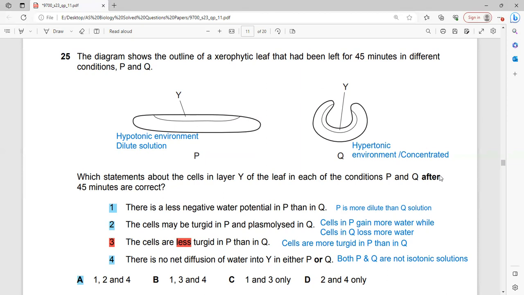There is no net diffusion of water into the cell in either P or Q. Net diffusion means the same amount of water moving from outside to the inside and from inside to the outside. But here a different amount of water is moving into P and a different amount is moving out. More water is coming inside in P, while less water is moving inside in Q. So that's why there's no equal movement. So that's the correct statement. So 1, 2, and 4 are our correct statements here.